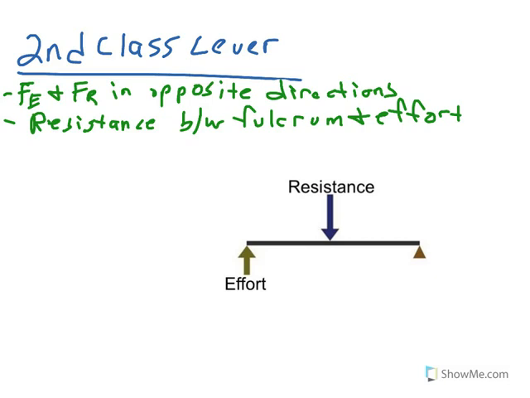Our next class of lever is a second class lever. For a second class lever, the force of effort and the force of resistance are in opposing directions. The resistance in this case is between the fulcrum and the effort. If you remember from the previous, the fulcrum is the triangle. Our effort force is moving up, and our resistance force is moving down.